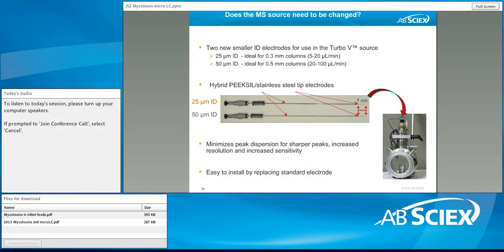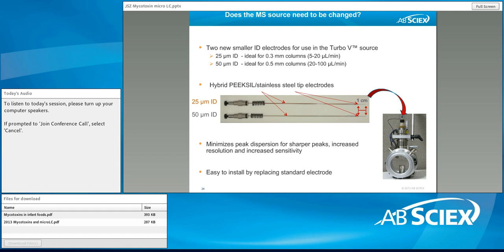Okay, so if we use microLC, does the MS source need to be changed? And how is the change? If we need to change that, is that easy or very difficult? You don't need to break up your instrument.